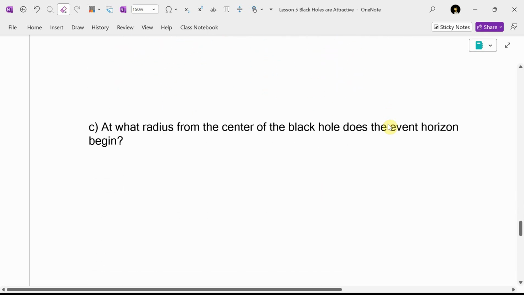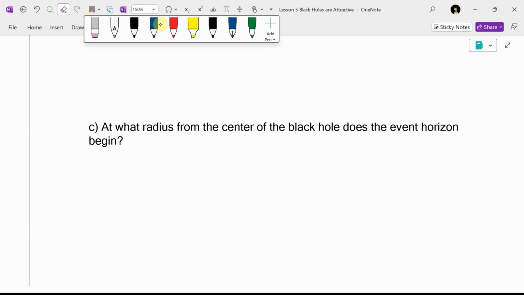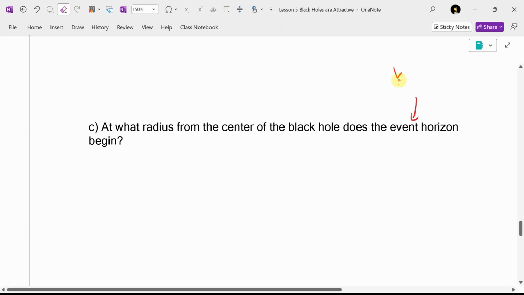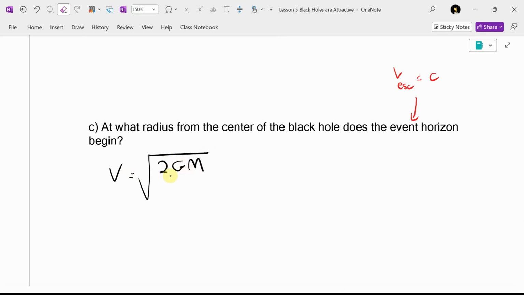C. At what radius from the center of the black hole does the event horizon begin? How do we do this? So the event horizon, that is where the escape velocity equals the speed of light. So we're going to start out with Sophia's escape velocity equation, which was v equals the square root of 2 big G big M over r. But we're going to get the r by itself. And then once we get the r by itself, we'll let escape velocity equal the speed of light. We'll put in 3 times 10 to the 8th. How am I going to get the r by itself?